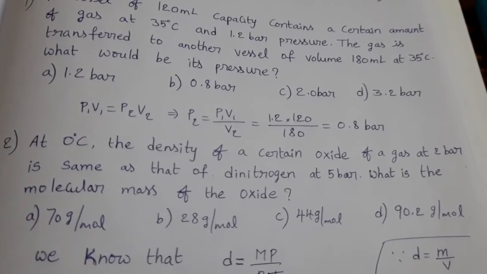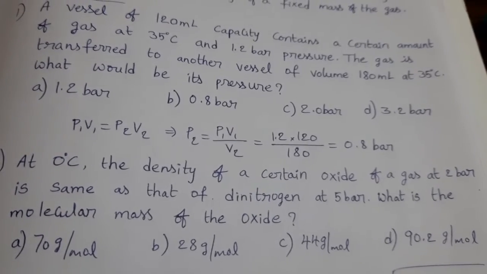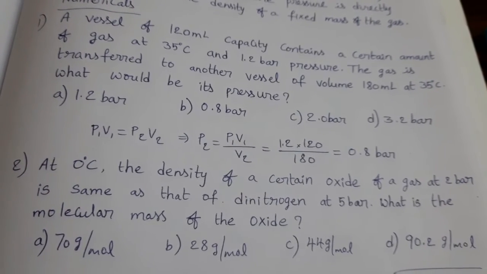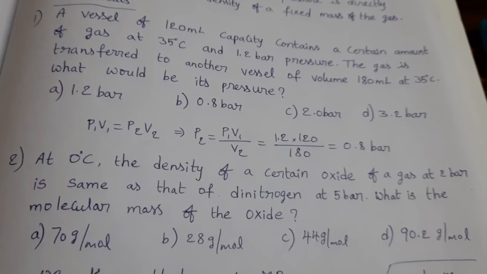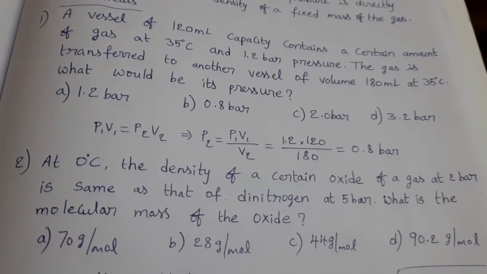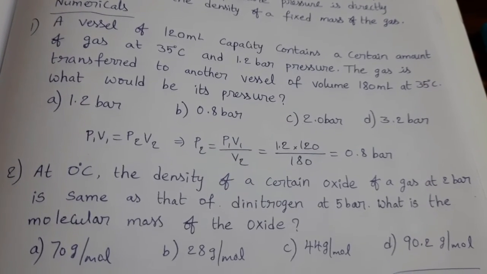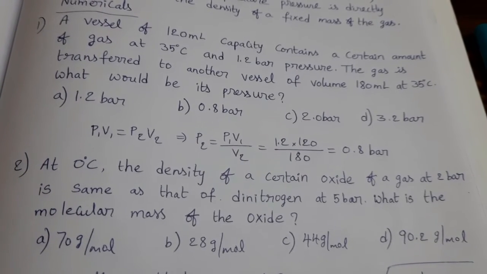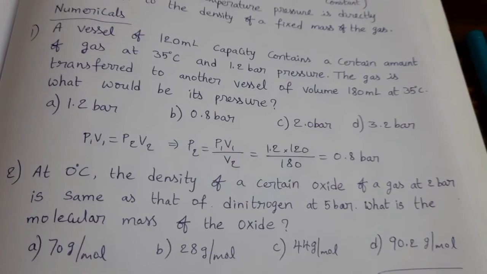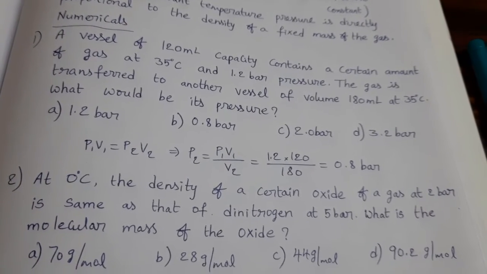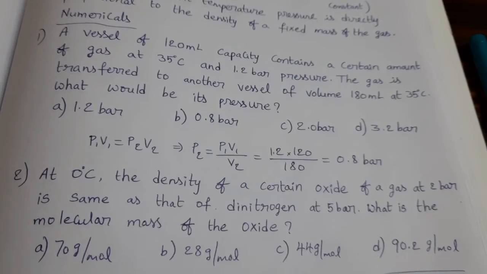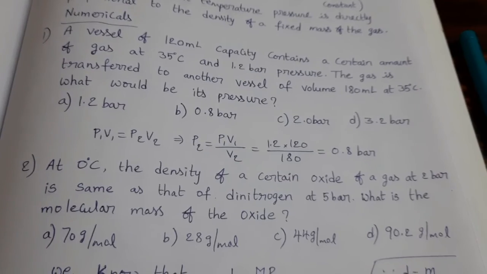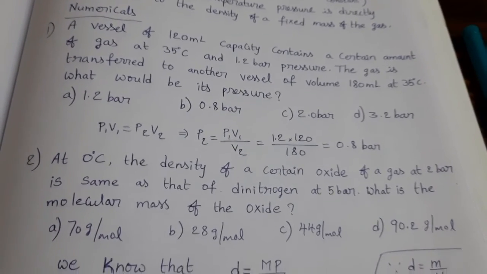Next, at 0 degrees Celsius, the density of a certain oxide of a gas at 2 bar is the same as that of dinitrogen at 5 bar. What is the molecular mass of the oxide? Here, understand the question carefully. One is an oxide of a gas, another one is dinitrogen. Both are present at different pressures. The oxide is at 2 bar pressure, dinitrogen at 5 bar pressure, but the densities of these two are the same. Now, the molecular mass of the oxide we should find out.